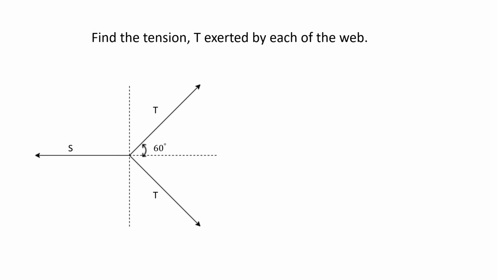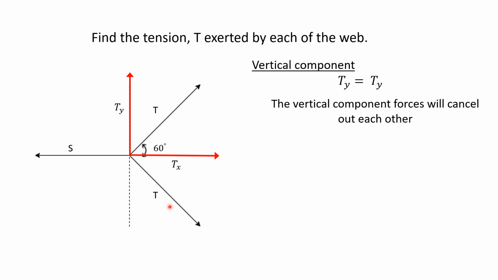Okay, as usual, we have to find the horizontal components and the vertical components for T. So where would it be? The horizontal component will be going to the right, which is Tx, and going upwards for Ty. For the other T here, the Ty will be going downwards, and Tx will be going to the right as well. So the vertical components will cancel each other out, and we have to find the horizontal component. The horizontal component will be balanced. So S will be equal to the x component of the T.